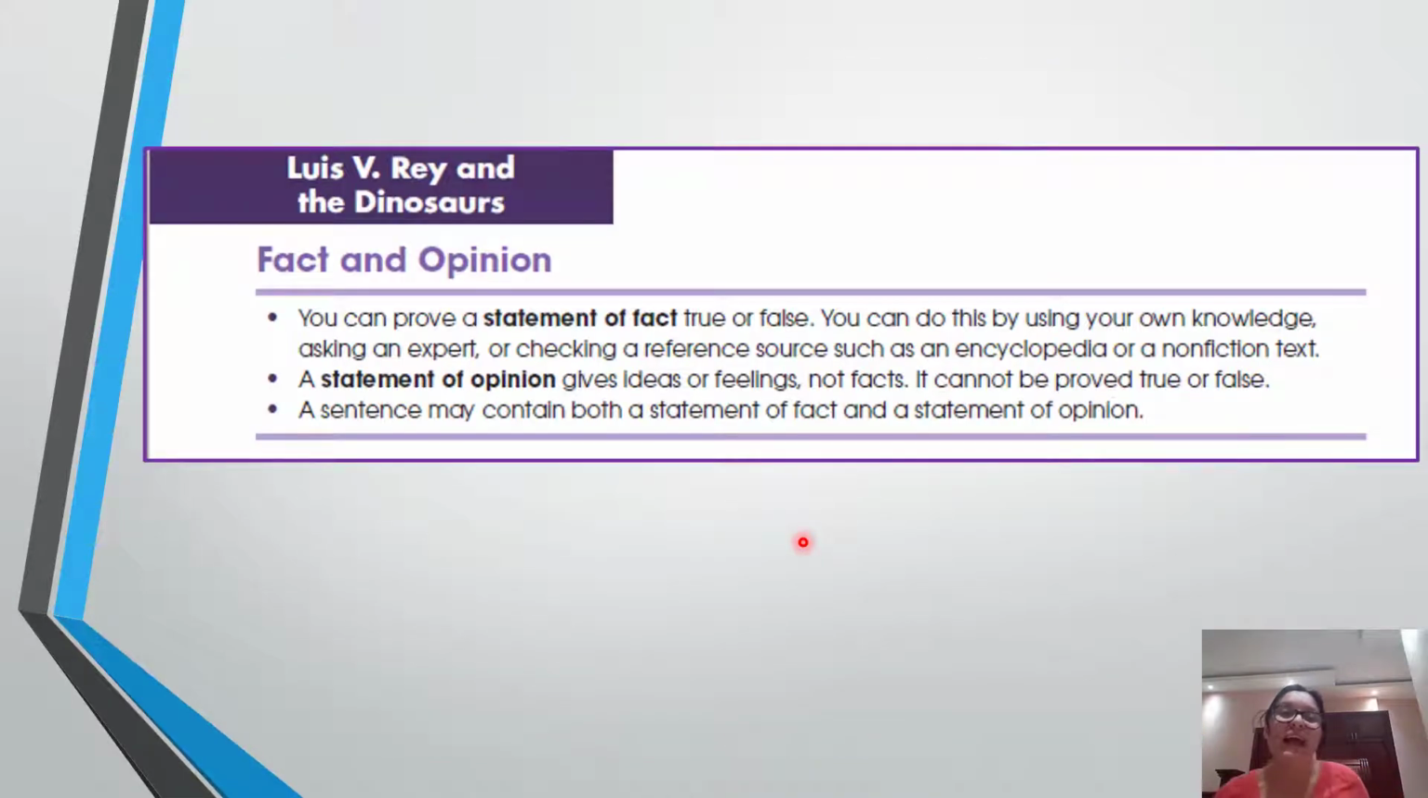Okay, so here I want you to go to page 128. In 128, we have what is fact and what is opinion, and I want you to underline the most important details of the definition of each one. Okay, here we have it. You can prove a statement of fact and it can be true or false. And how do you do that? How can you prove if a statement of fact is true or false?